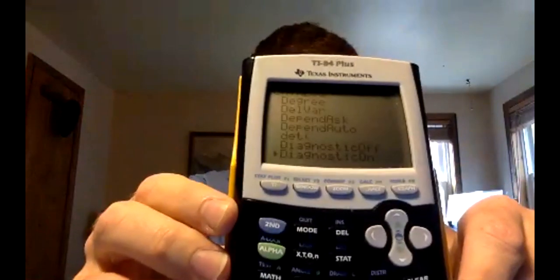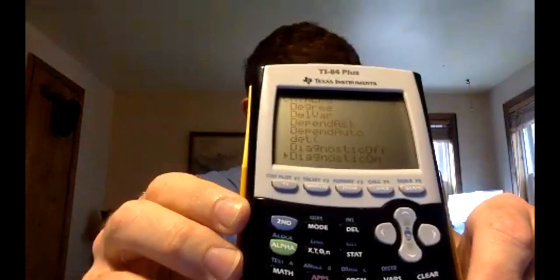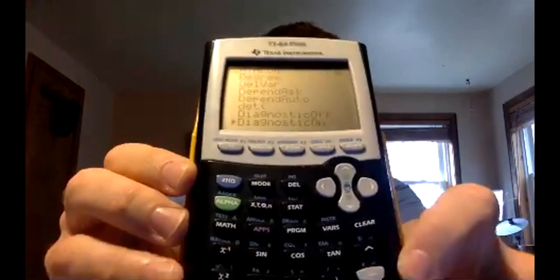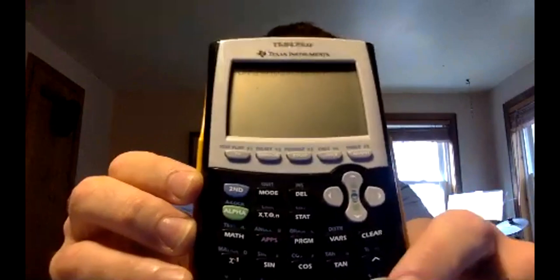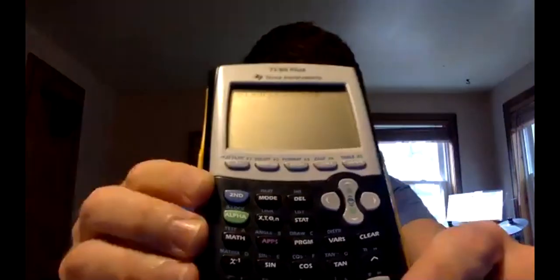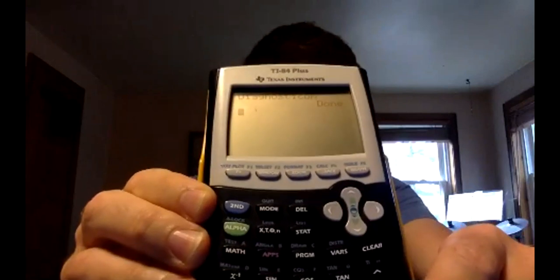There's diagnostic off, diagnostic on. I honestly don't know why it doesn't just come prepared, but you always have to turn this on. So once you find that, just hit enter. And then you can see it says diagnostic on the main screen. I hit enter again. And it just says done.